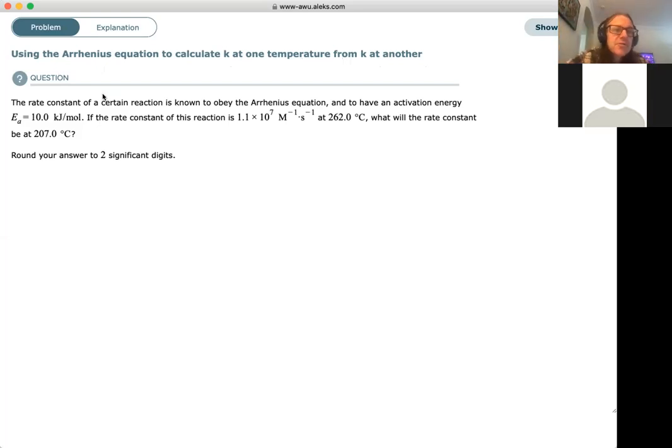The rate constant of a certain reaction is known to obey the Arrhenius equation and to have an activation energy of 10 kilojoules per mole. If the rate constant of the reaction is 1.1 times 10 to the 7 per molar per second, by the way, that's second order, at 262.0 degrees C, what will the rate constant be at 207.0 degrees C? Okay, this is what we would call a plug and chug problem.